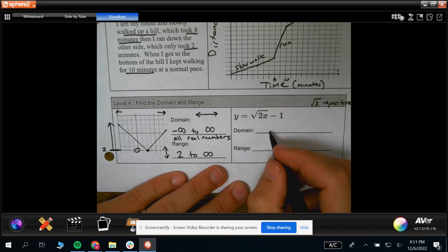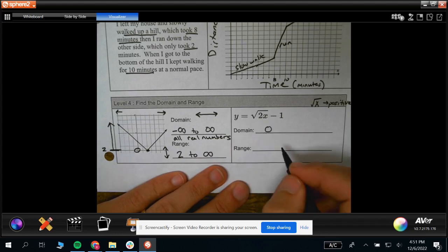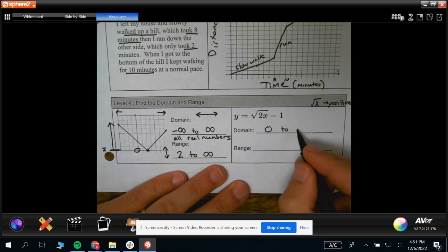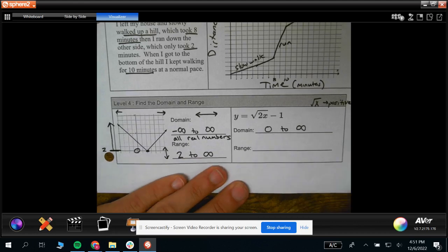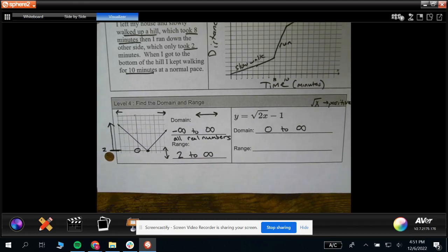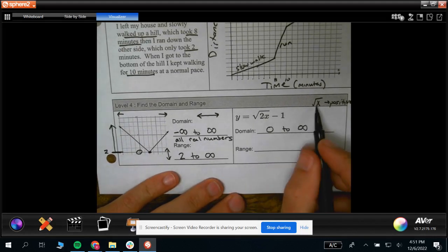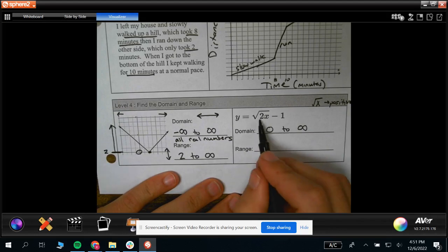So our domain is when x is from 0 to, can we use all positive numbers? Yeah, infinity. 0 to infinity is our domain. We can use 0, it works, but if we put in any negative number, 2 times a negative number becomes a negative number. We can't take the square root of a negative number, so it won't work.